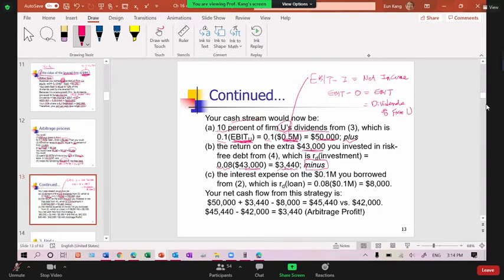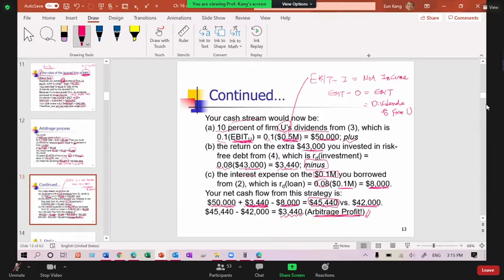Minus, because you borrowed money at 8%, and you borrowed 0.1 million. So 0.1 million times 8%, 8,000 you have to pay as interest. Then what? 50,000 from your 10% investment, that is the dividend, plus 3,440 from lending at the risk-free rate, minus the interest on the 0.1 million you borrowed. That leaves 45,440, versus the status quo of 42,000. So 3,440 is the arbitrage profit.